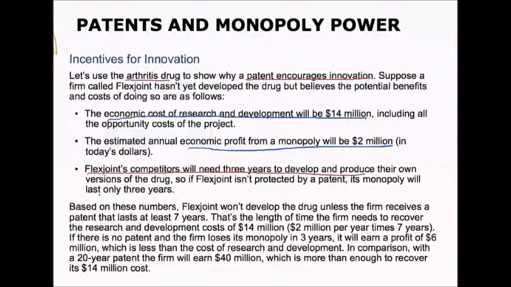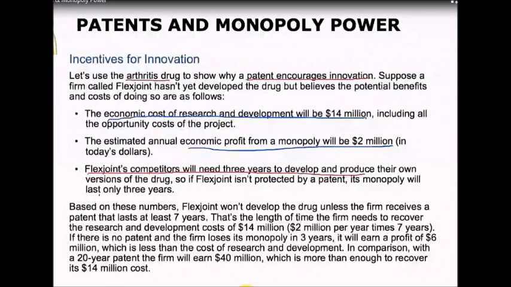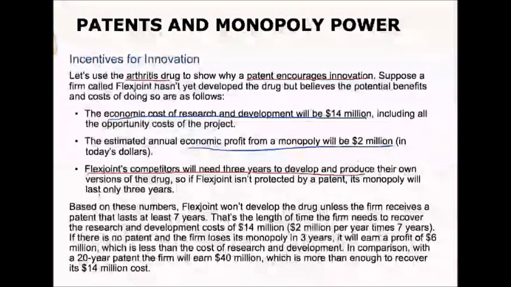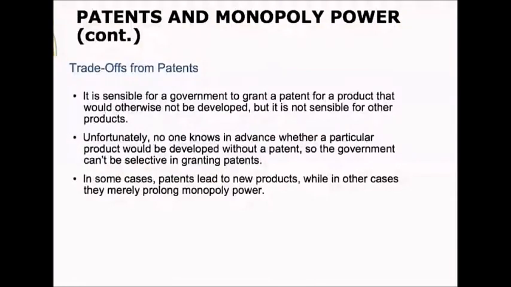The downside is the price of the drug will be higher for longer than it needs to be in order to give Ch9 the incentive to earn back its $14 million research and development cost. So there are trade-offs from patents. It's sensible for the government to grant the patent for a product because otherwise it wouldn't be developed, and consumers wouldn't be able to get the benefits of new innovations.